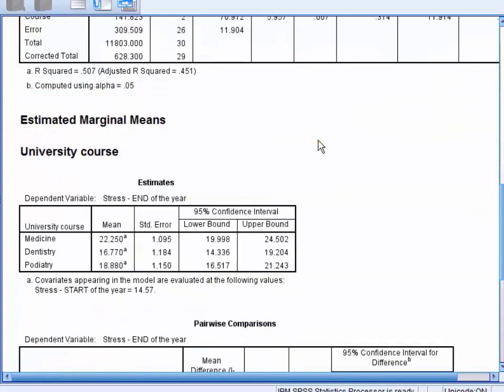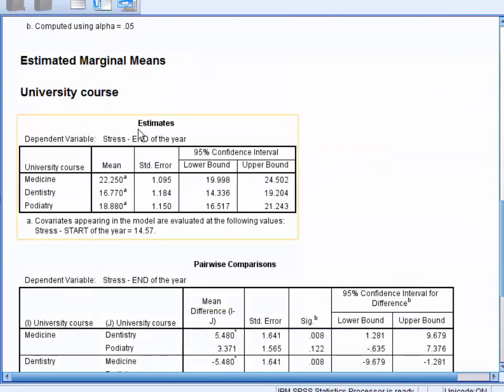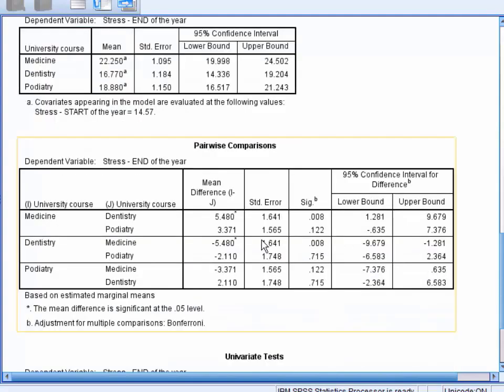Below this, in the estimated marginal mean section, the estimates table presents the mean stress levels for each course after adjusting for the covariate. That is, if all participants had the same level of stress at the start of the year, these would be their mean levels of stress at the end of the year. The pairwise comparisons table below then shows which specific courses had significantly different levels of stress at the end of the year, which we can see here is medicine and dentistry.